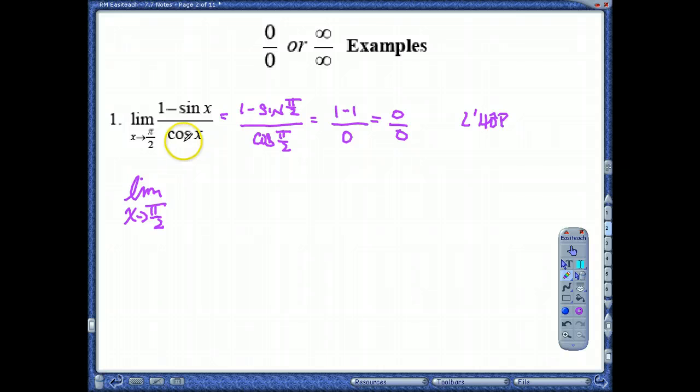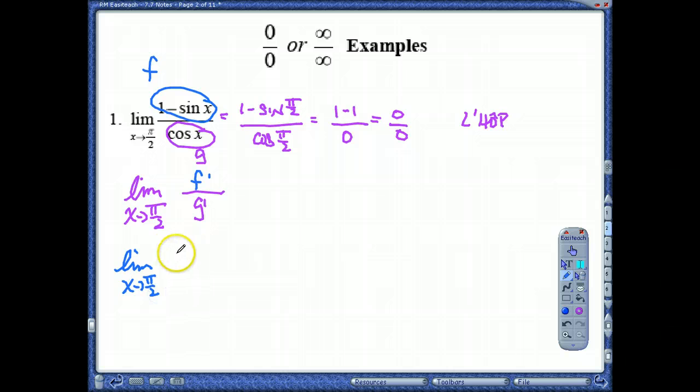Now notice this is not going to be a quotient rule. You are literally treating the top function as a separate function from the bottom function. So we are literally going to do f prime over g prime, which makes it even easier. Okay, so if we do that, the derivative of 1 minus sine is negative cosine. The derivative of cosine is negative sine.